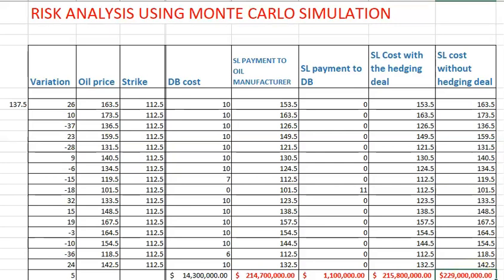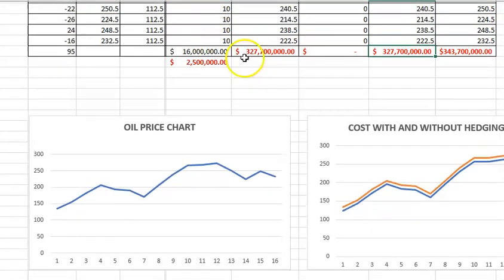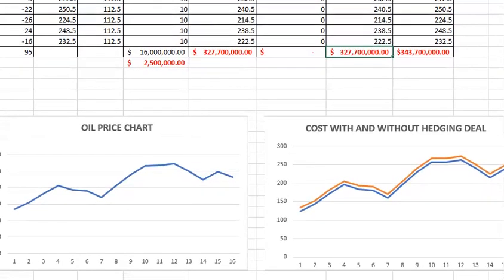So it's another simulation. I just press F9. And then SL cost with the hedging deal, 203 million, without the hedging deal, 172. We are less. We pay more with the hedging deal. Another simulation, F9, refresh. And this one, SL cost with the hedging deal is 327, without the hedging deal is 347. So here we save money. And here I have a chart.